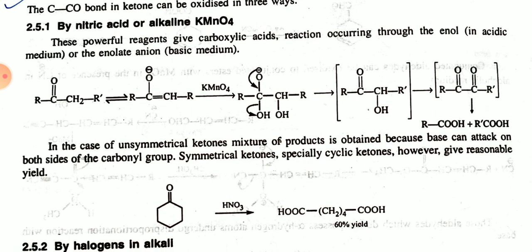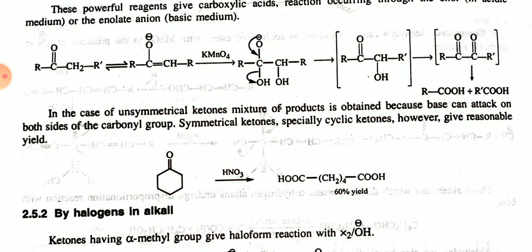In this case, for unsymmetric ketones a mixture of products is obtained because it can break on both sides of the carbonyl group. Finally it will give the carboxylic acid. In the presence of HNO3 it will also give the acid.